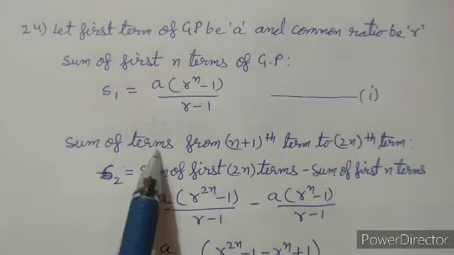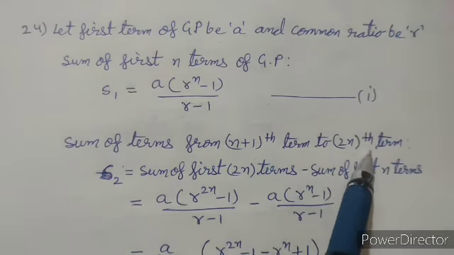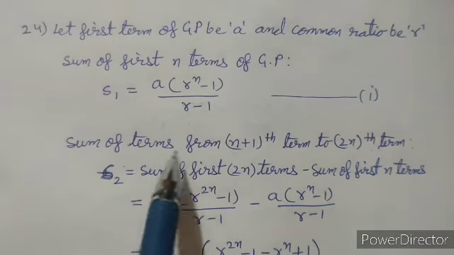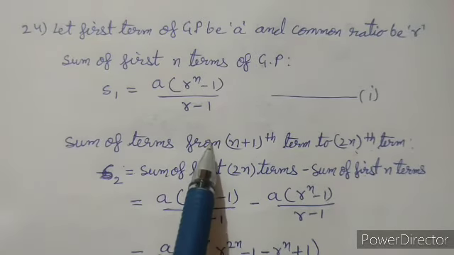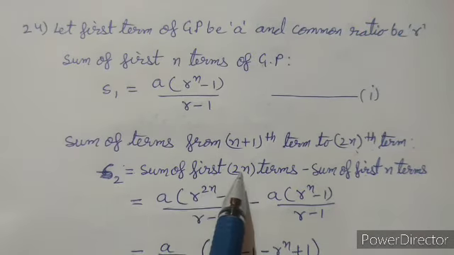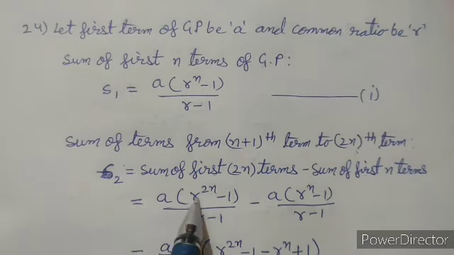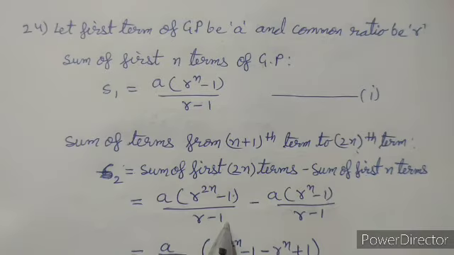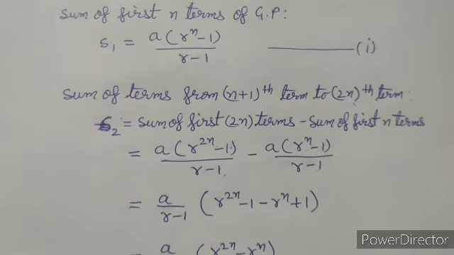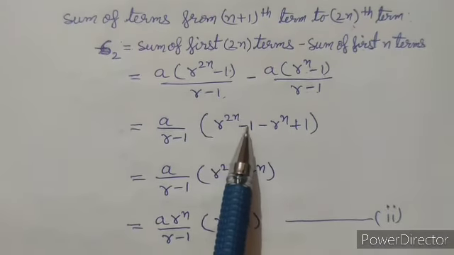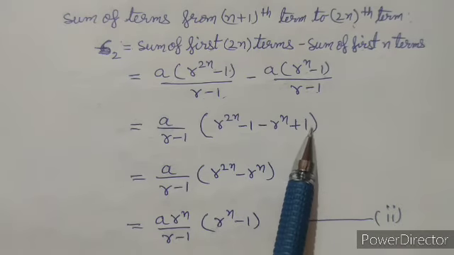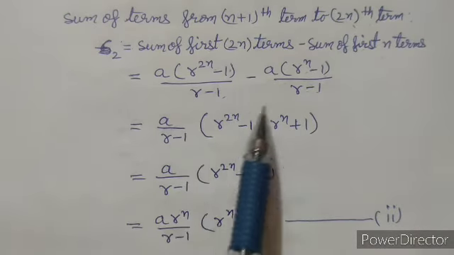Now the sum of the terms from n plus 1 term to 2n term, that is S2, will be equal to the sum of first 2n terms minus the sum of first n terms. Now the sum of first 2n terms will be equal to A into R raised to power 2n minus 1 upon R minus 1, and the sum of first n terms will be equal to A into R raised to power n minus 1 upon R minus 1. Thus S2 will be equal to A upon R minus 1 into R raised to power 2n minus 1 minus R raised to power n plus 1 on taking A upon R minus 1 as common.